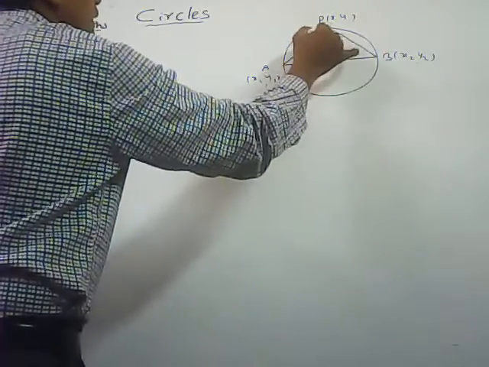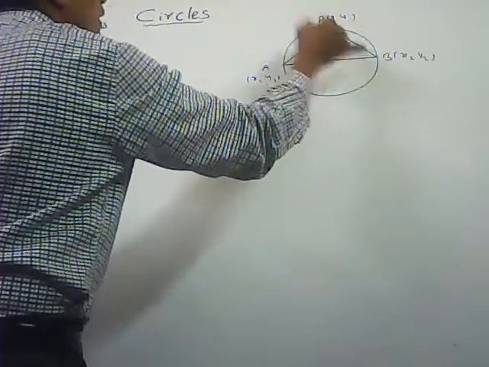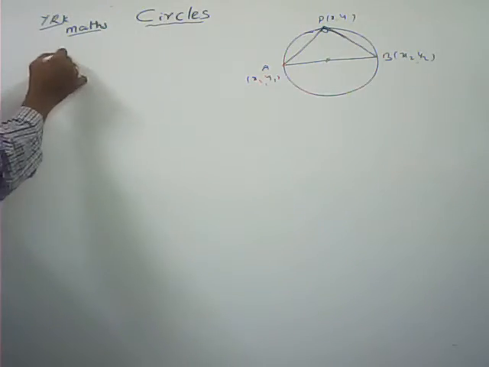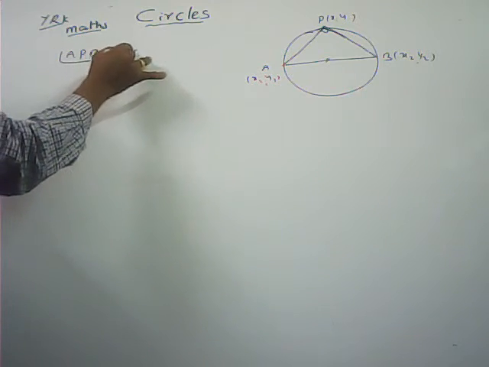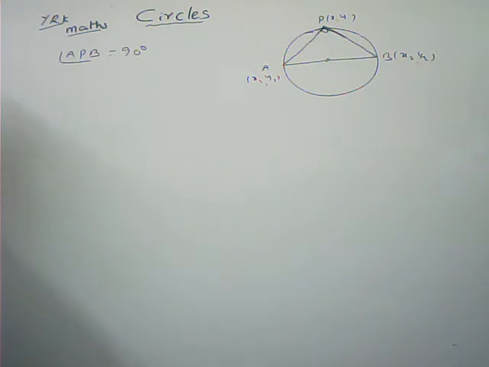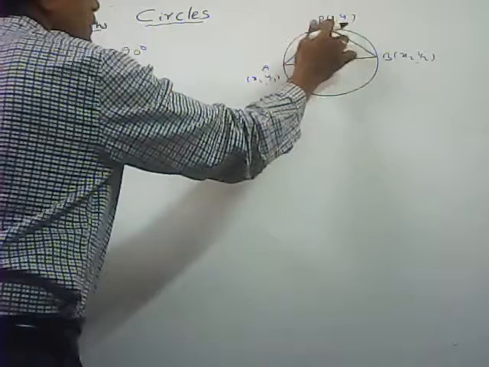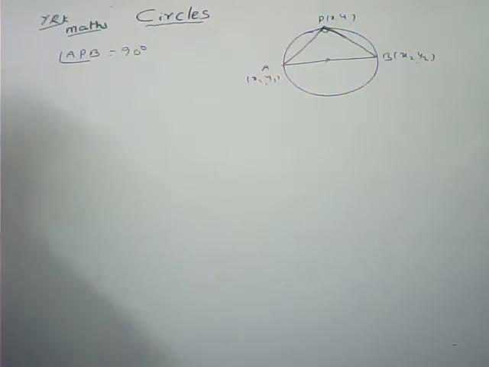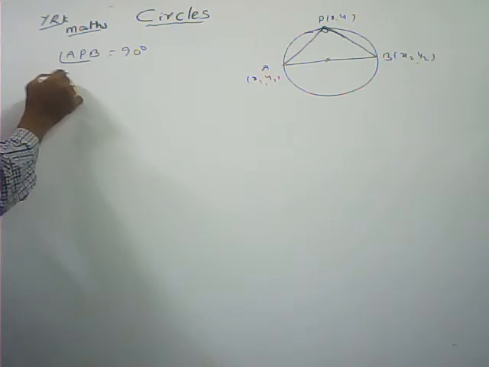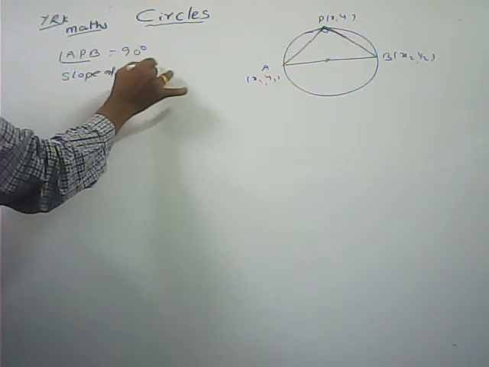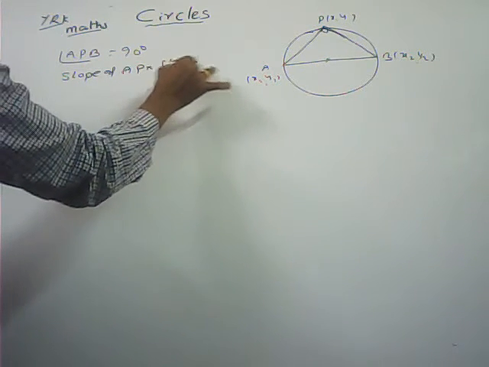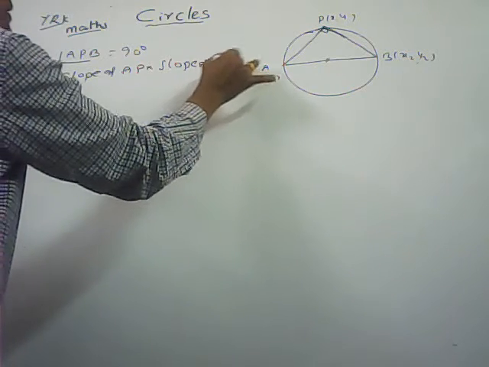So this one we say angle APB, angle APB is equal to 90 degrees. Angle in a semicircle, we say that. If these two are perpendicular, then the product of their slopes equals minus 1. Slope of AP into slope of PB is equal to minus 1.